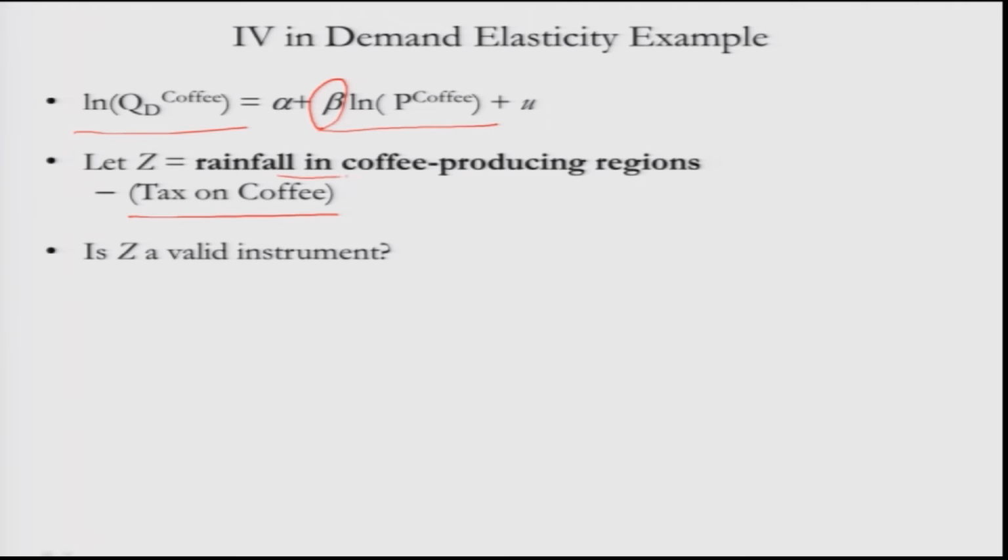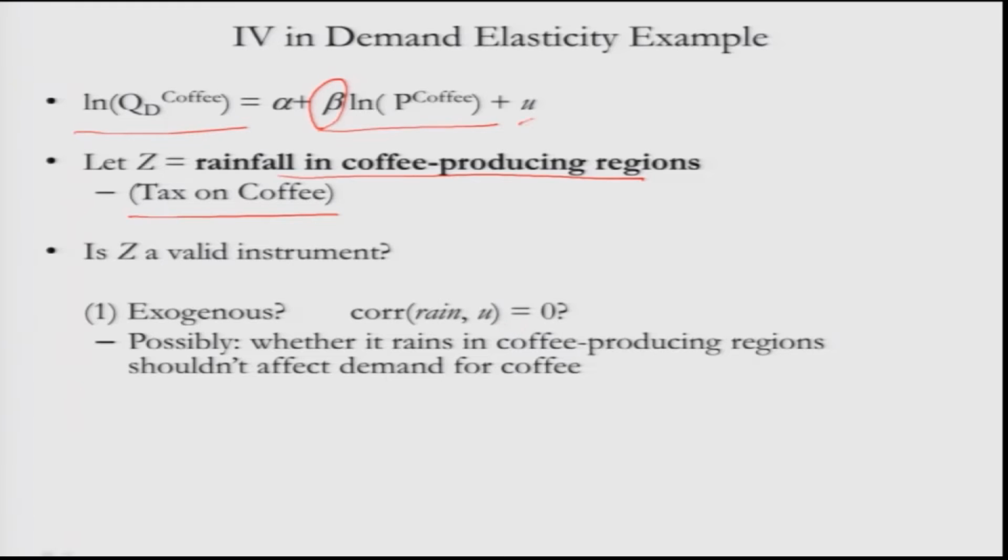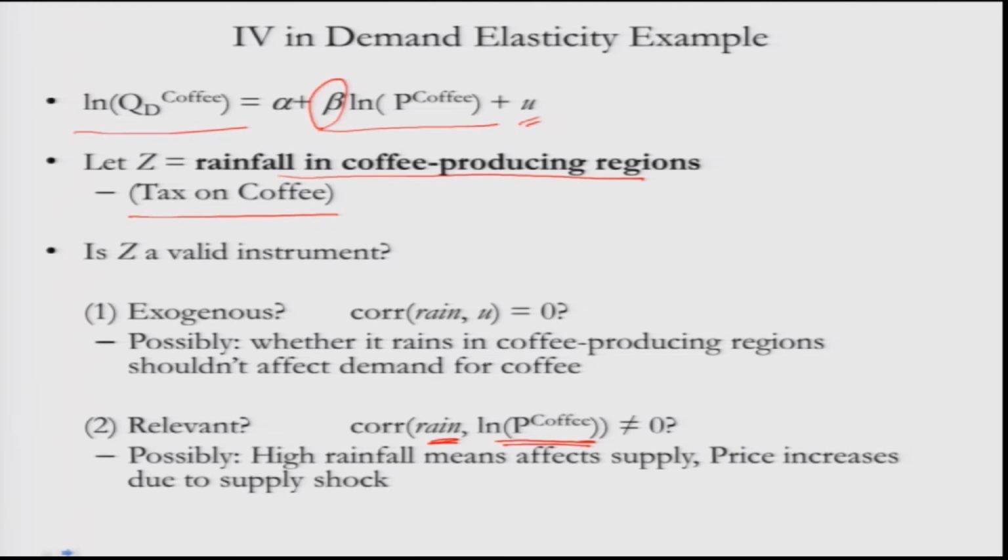Now, let us for the time being only consider rainfall. Is Z a valid instrument? Remember, to be a valid instrument, an instrumental variable must meet two conditions. One is exogeneity, that is the correlation between rainfall and U must be equal to 0. Is this equal to 0? Possibly, since whether it rains in coffee producing regions should not affect the demand for coffee. The second is the relevance condition, that is the correlation between rainfall and the price of coffee. Once again, it is likely to be met, because high rainfall affects the supply of coffee, and because it affects the supply of coffee, prices are also likely to change due to the supply shock.